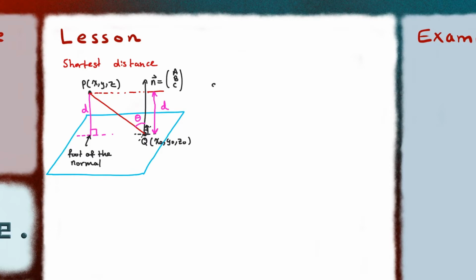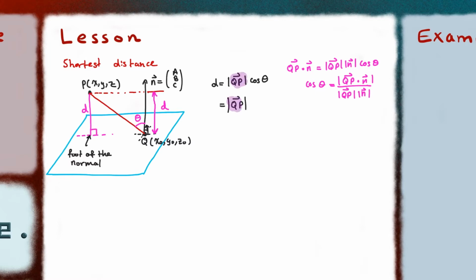And the triangle that we have formed is a right angle triangle, and D is equal to the magnitude of the hypotenuse, which is the magnitude of vector QP multiplied by cosine of theta. Now the dot product of vector QP and the normal is going to be the magnitude of QP times the magnitude of the normal times cosine of theta. We will rearrange this for the acute angle, putting the absolute values. And we are going to replace cosine of theta by this new expression in our equation.